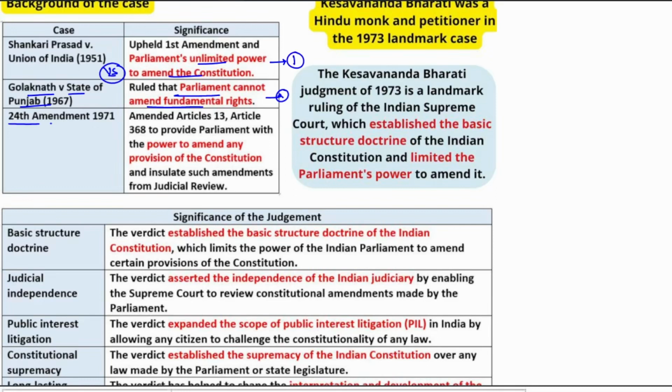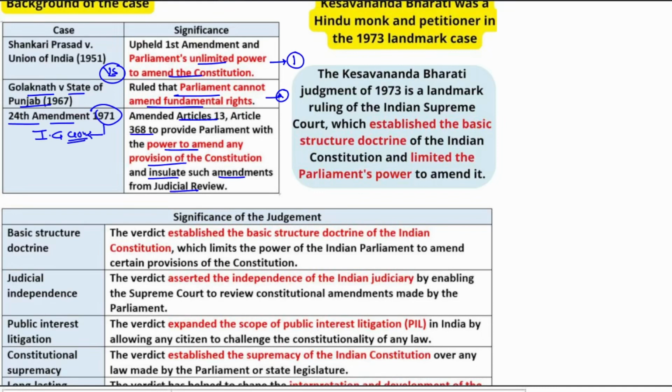Okay, and 24th Amendment of 1971, what did it say? That Article 13 and Article 368 were amended, to provide Parliament the power to amend any provision of the Constitution. Alright, and insulate such amendments from judicial review. So it was during the 1971 emergency period and so on in the Indira Gandhi government.